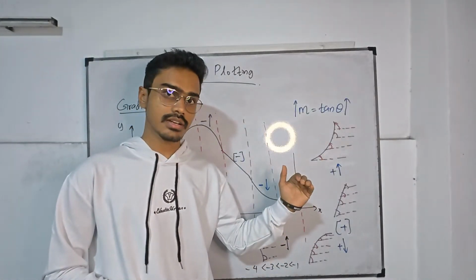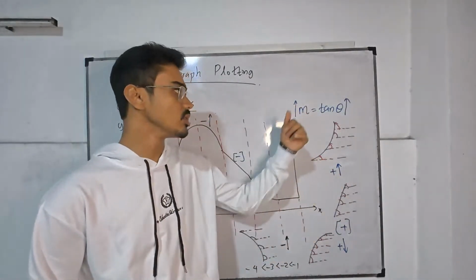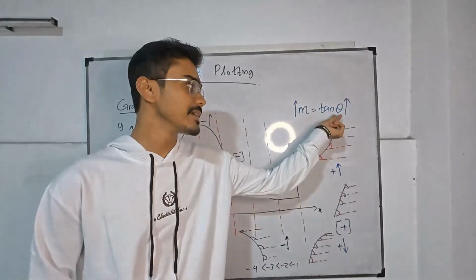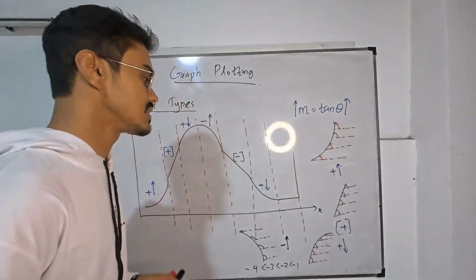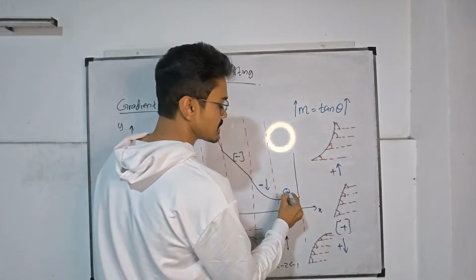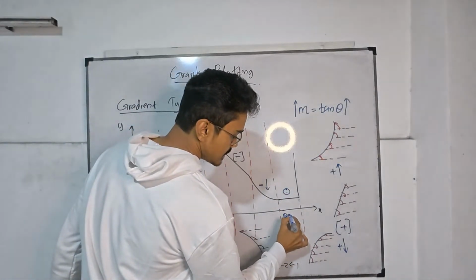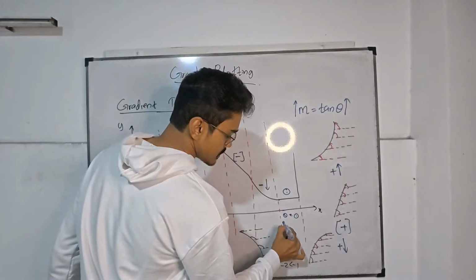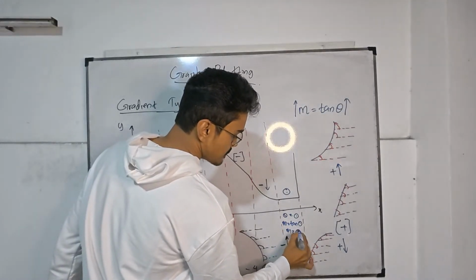In this curve, this is horizontal. Once a curve is horizontal, tan theta becomes 0. When tan theta is 0, m equals tan theta. When theta becomes 0, tan theta is 0, so m is 0. Therefore, the gradient of this part is 0. The reason is theta is 0 here. Theta equals 0, m equals tan 0. Therefore, m equals 0.